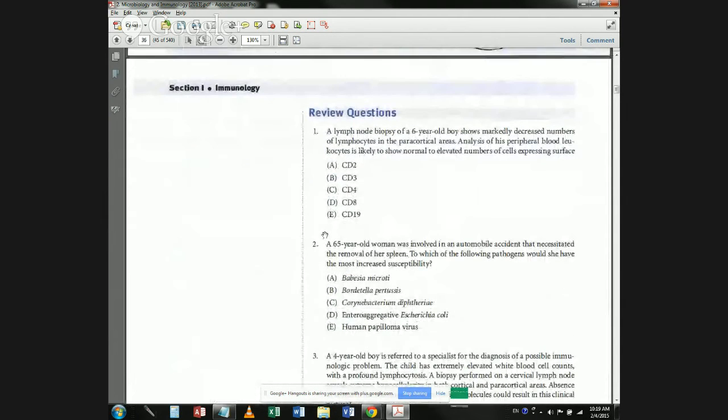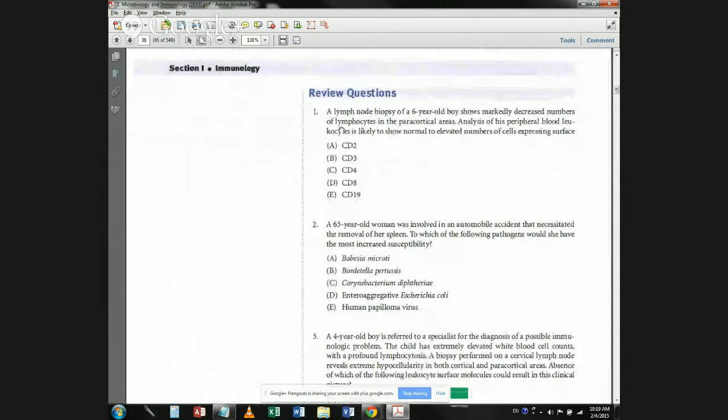Okay. All right, review questions. A lymph node biopsy of a 6-year-old boy shows markedly decreased numbers of lymphocytes in the paracortical areas. So that's what we're talking about, the T cells, right? Analysis of his peripheral blood leukocytes is likely to show normal to elevated numbers of cells expressing surface blank. Okay, so they have very decreased numbers of cells that are found in paracortical areas. So they probably have very low T cells, it sounds like.